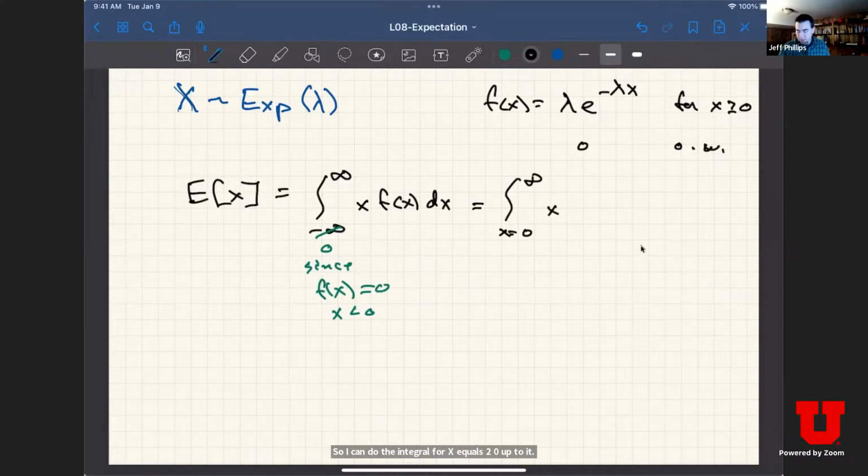For x times lambda e to the negative lambda x, so dx. Okay, and you could calculate this. It's going to act similar to the geometric random variable, and the expectation is going to be 1 over lambda.